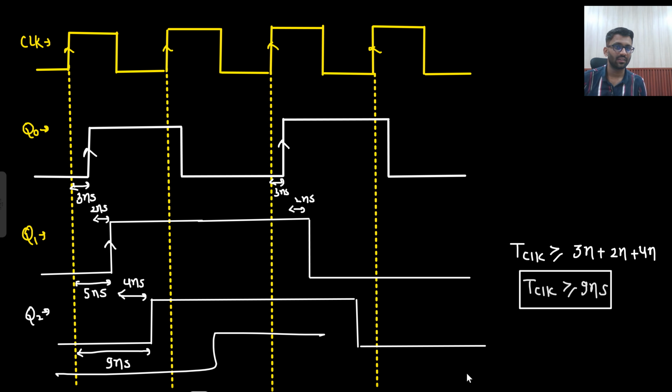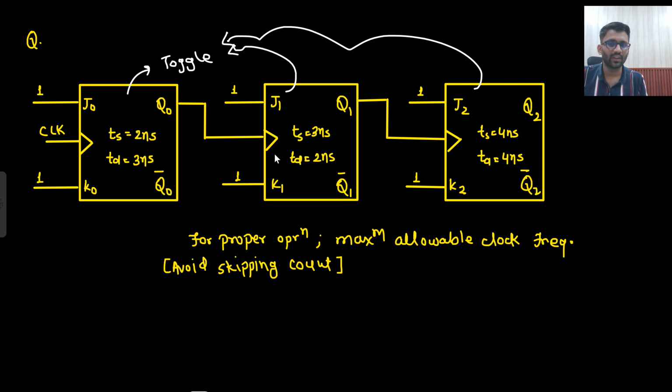That count will be skipped. So that's an issue. If that happens, then you will skip some count. So to avoid skipping count, T clock should be greater than 9 nanoseconds. There is no use of setup time and hold time because the inputs are fixed.